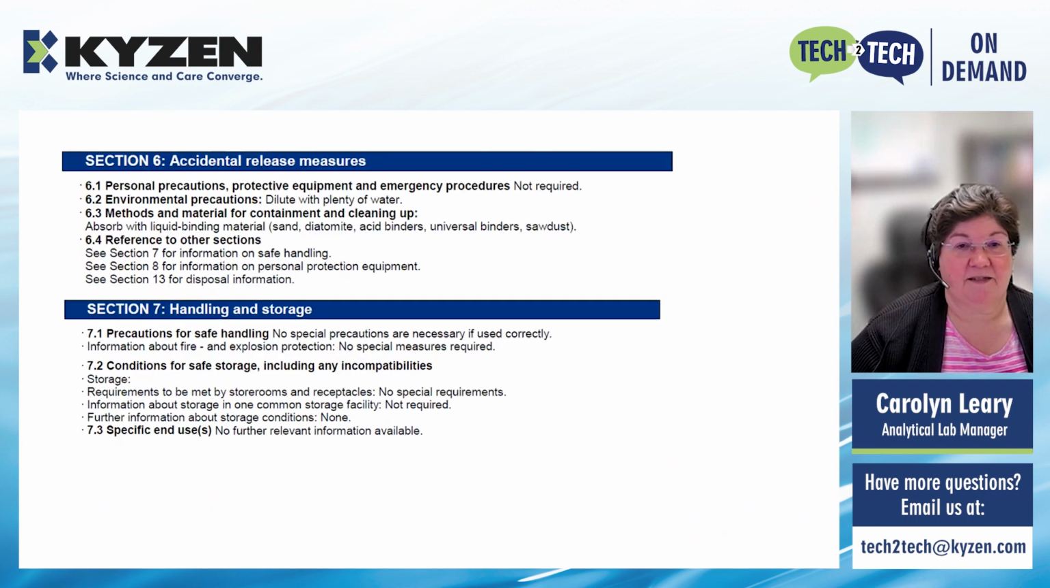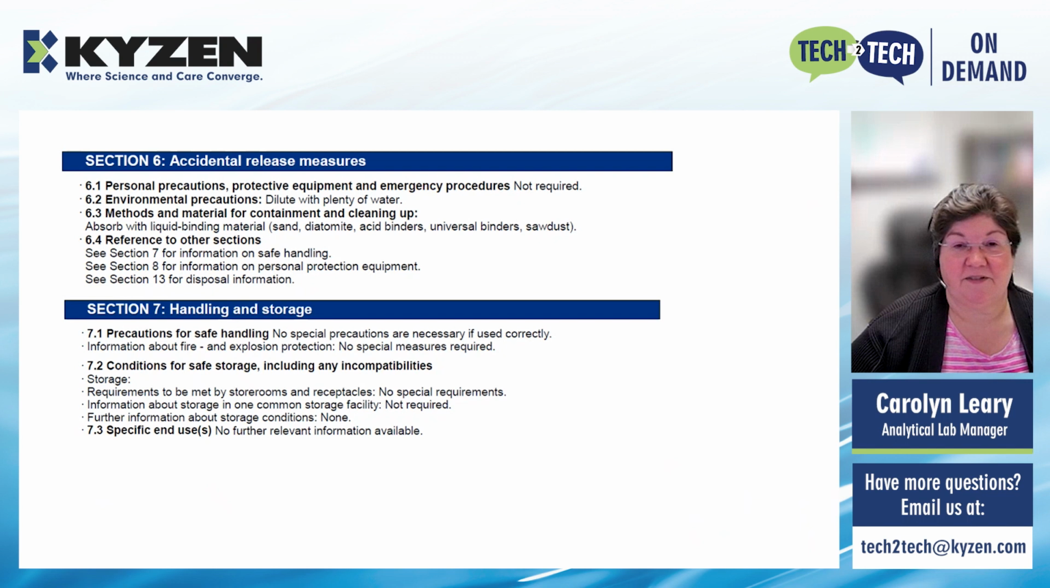Section 6 looks at the accidental release measures. Again, personal protection and protective equipment. It says not required. That should be read to say no special equipment is required. Always follow proper personal protective gear. It talks about environmental precautions, methods and materials for cleaning up. It gives some examples of acceptable materials. And then section 6.4 refers the user of the safety data sheet to the other sections for information on safe handling, again, PPE and disposal.